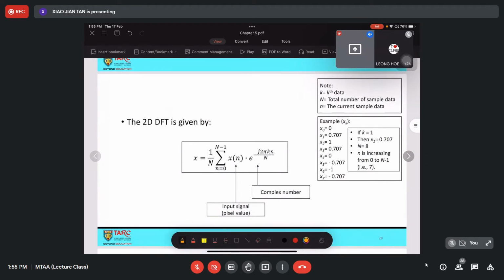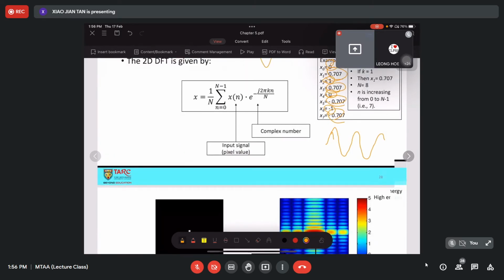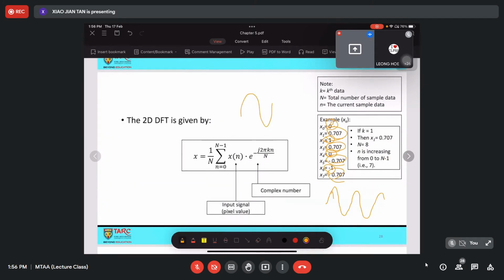So the 2D DFT is given by this equation. Basically, it is still a sine wave: 0, 0.707, and then back to 1, and then coming down, 0.707, and then going back down to 0, negative, something like that, to become one wavelength. But of course, you don't need to memorize this one.